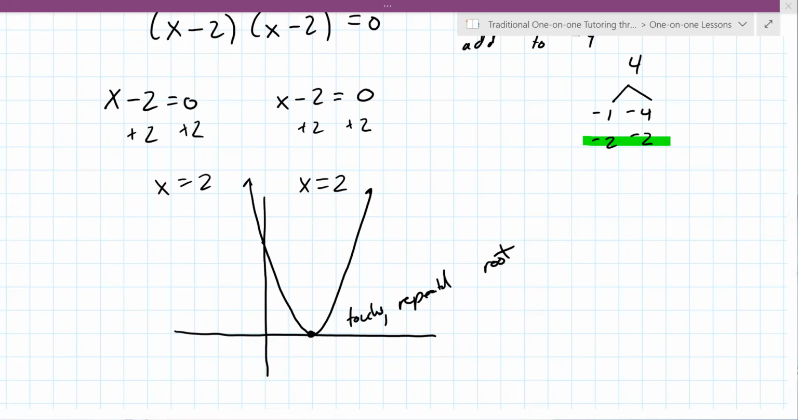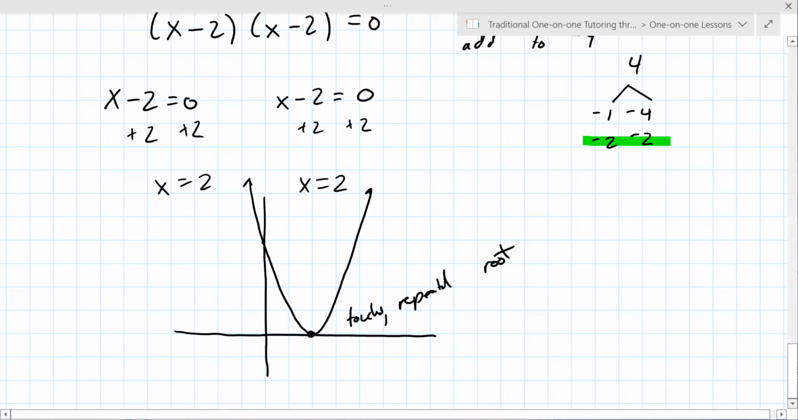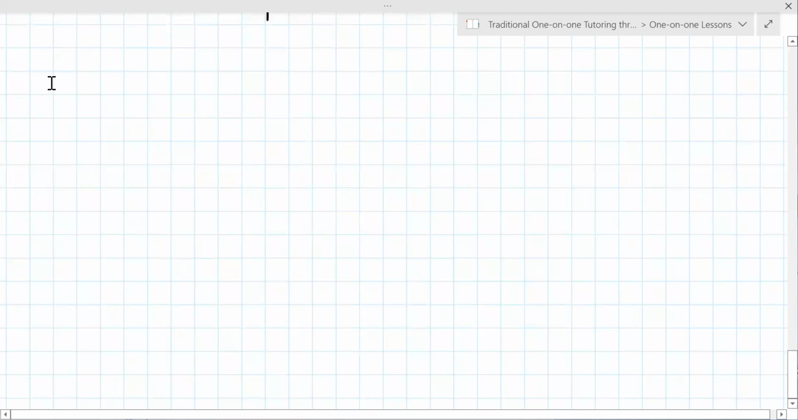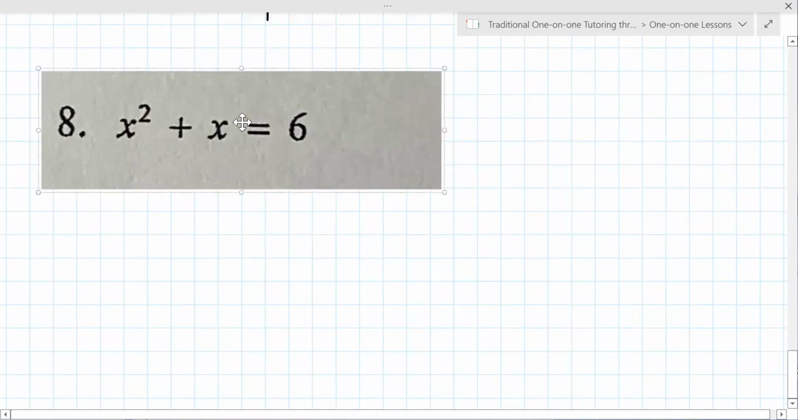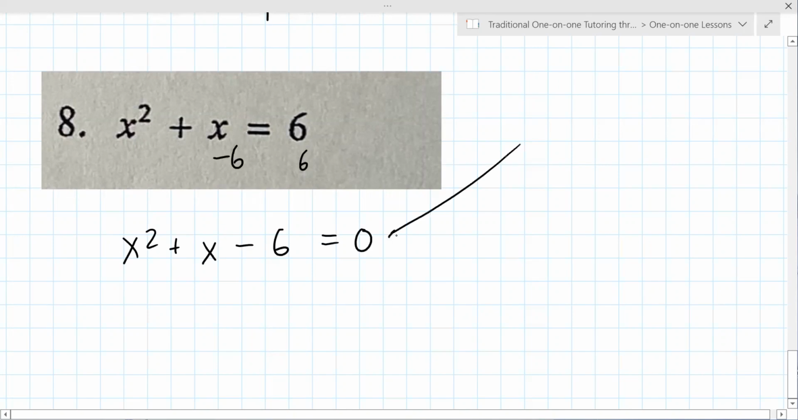Number 8, go to number 8 next. So they're giving you 3 different types of problems here. This one's got the issue where the right side is not 0. So you make it 0, and you don't just change it to 0, but you move the number to make it 0 on the right. You really want a 0 on the right hand side.